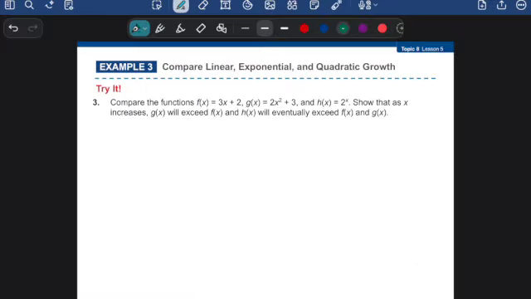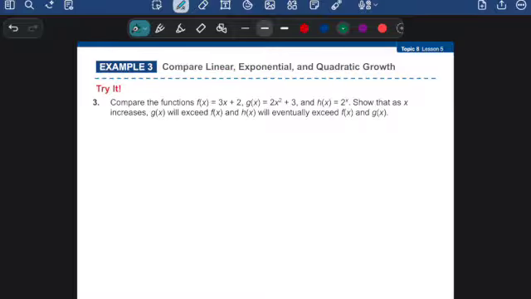Try it number 3. Compare these functions. Show that as x increases, g of x, which is our quadratic function, will exceed f of x, our linear function, and then the h of x, the exponential, will eventually be more than both the others. So we're looking for when g of x, the quadratic function, is more than the linear, and then we want to see where exponential is bigger than all of them.